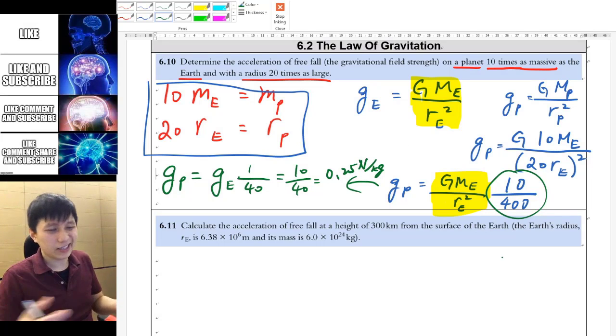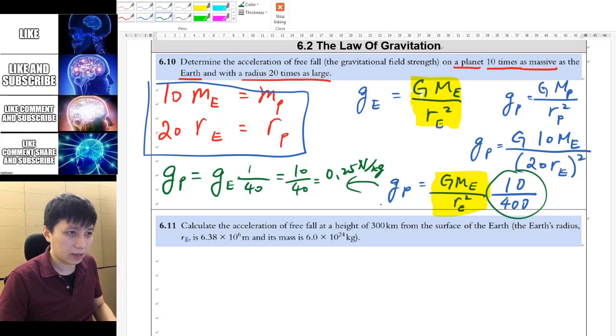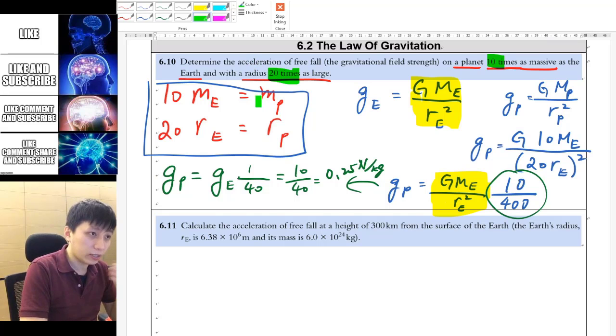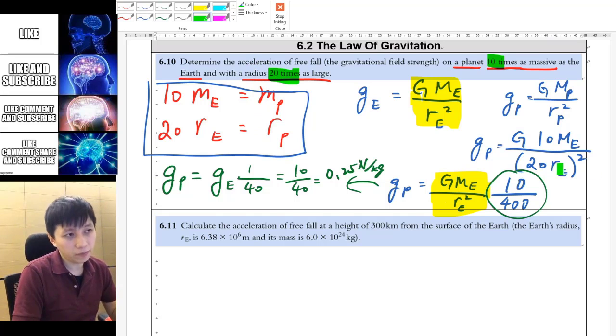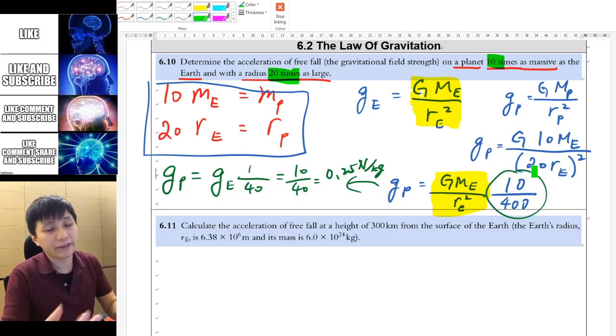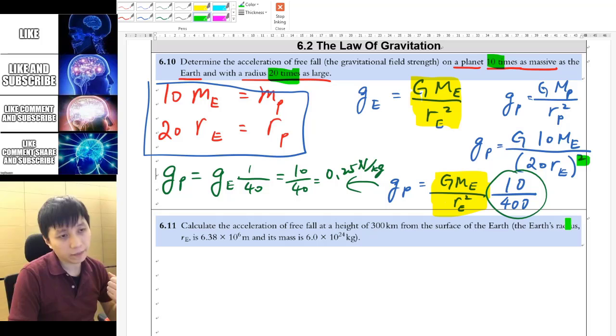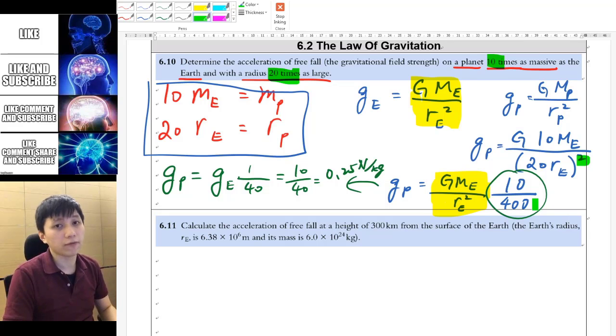And so you may ask, hey, does that even make sense? Because this is so small. So you can think about this. The mass, yes, is much greater, 10 times greater, but then the radius is 20 times larger. And not to mention, radius is a more dominating factor than the mass because you have a square here. So that's why eventually it will be much smaller than the one you have on Earth.